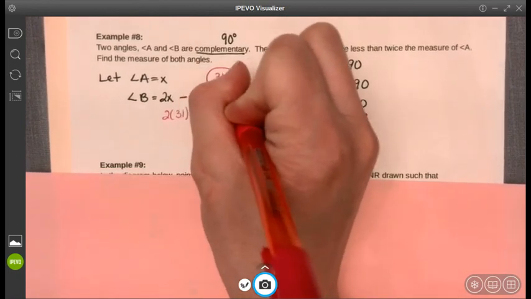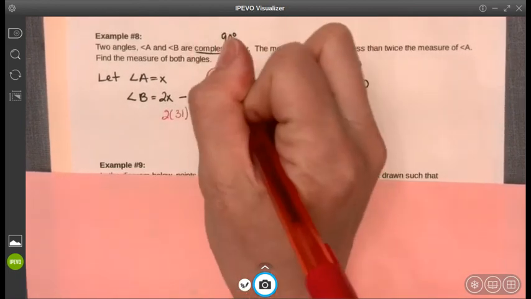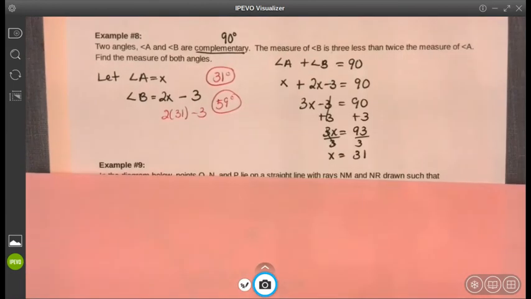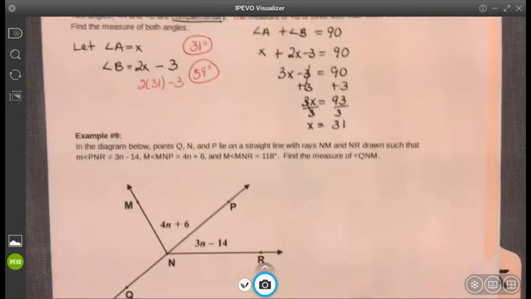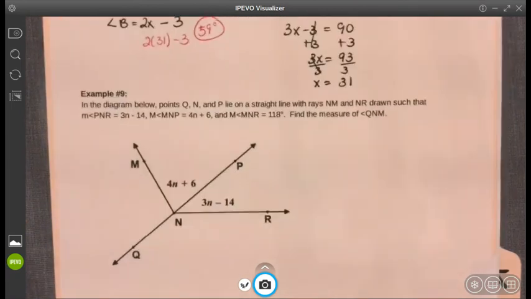And then just double check. Is 31 plus 59 going to give us 90? Yes, it does. And then our last example. Then I would redraw this on your paper.